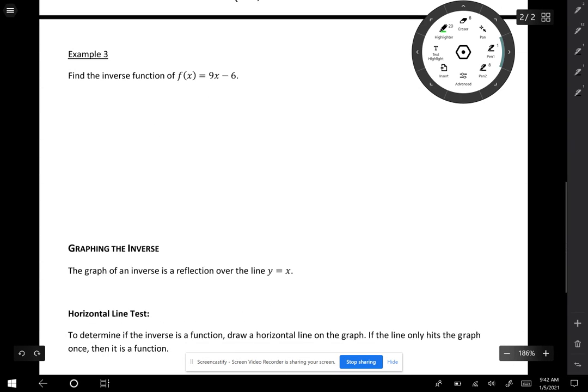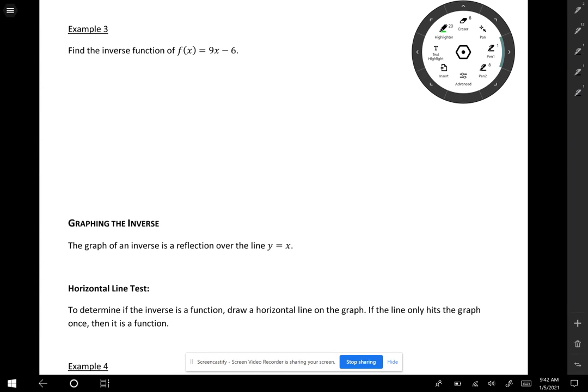In example 3, we're going to find another inverse. This time we're going to find the inverse of f of x equals 9x minus 6. I'll go ahead and write f of x as y, because remember f of x and y are essentially the same thing. And then I'll go ahead and swap the y and the x, so it becomes x equals 9y minus 6. Okay, so I swapped the two letters. Now I solve for y.